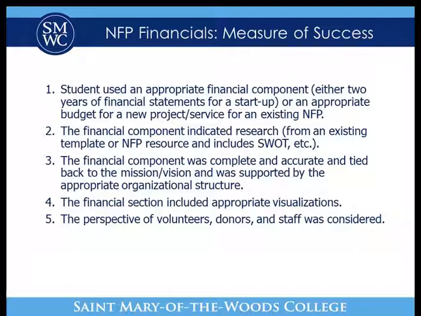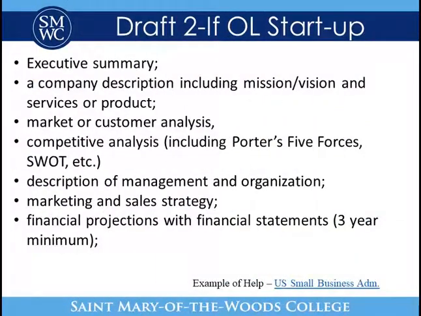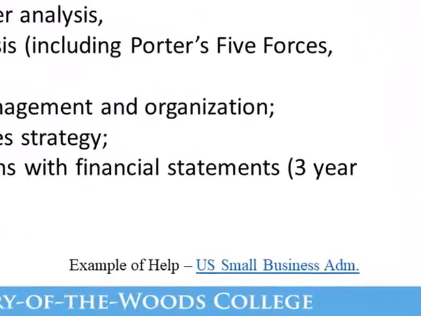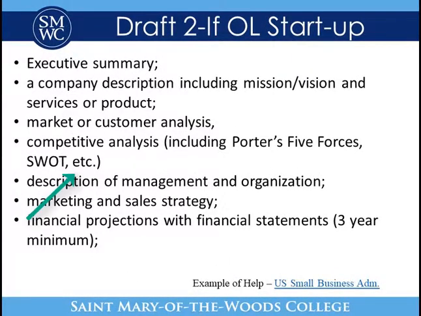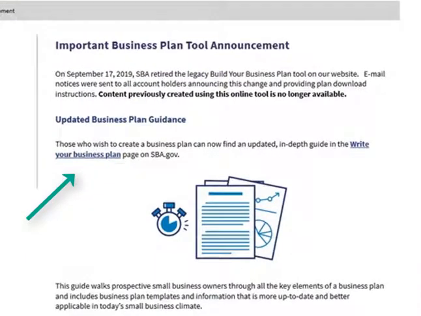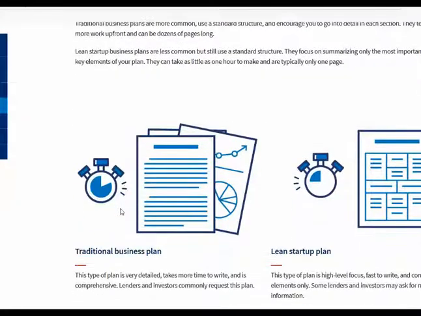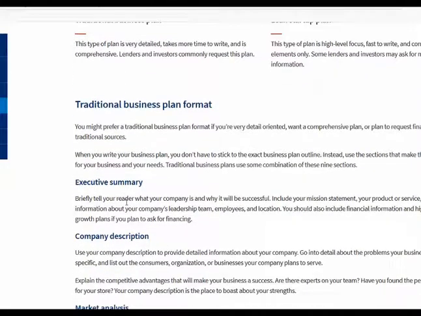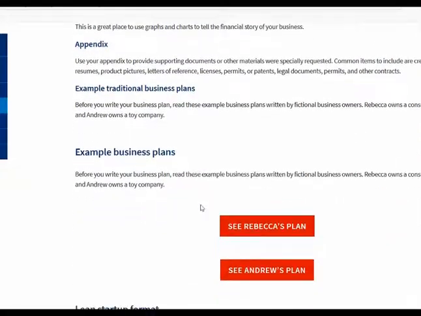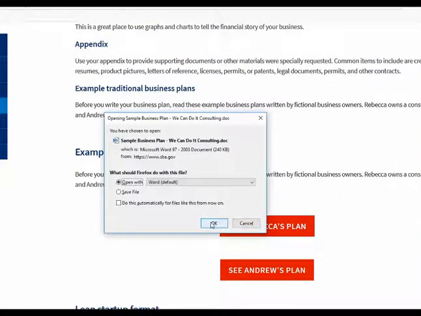Now let's look at OL startups. What would this component look like? For one, you would expect an executive summary and other components of a business plan, which include 3 years financial statements for a new business. Lots of help is available at the Small Business Administration. The SBA includes some business plan tools, including the main components of either a traditional business plan or a lean startup business plan. Besides the components, you can actually download Word documents of sample business plans with the appropriate headings.